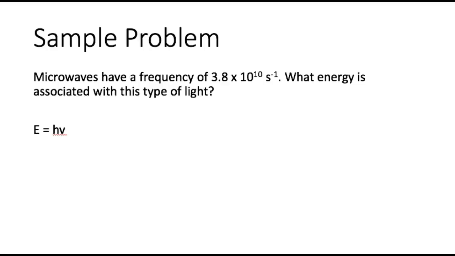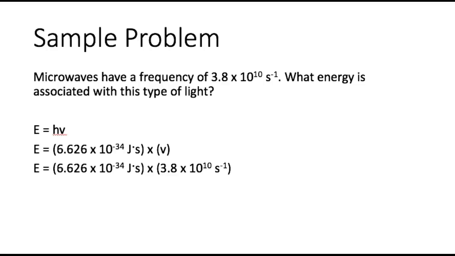Microwaves have a frequency of 3.8 times 10 to the 10th seconds to the -1 power. What energy is associated with this type of light? We're going to be using our equation, E equals H times V. You should recall that H is Planck's constant, and that number is 6.626 times 10 to the -34th joule seconds, so we can go right ahead and plug that number into our equation. In the word problem, it gave us the frequency, which was 3.8 times 10 to the 10th inverse seconds, so that's going to be plugged in for our variable V, which is our frequency.